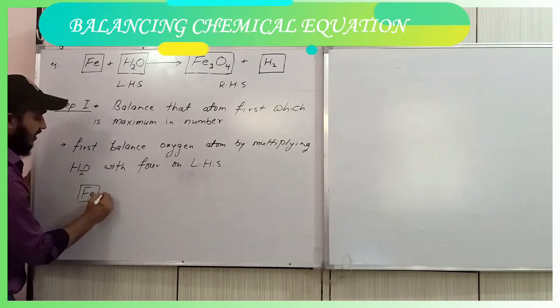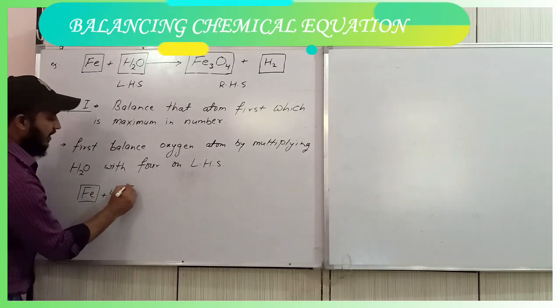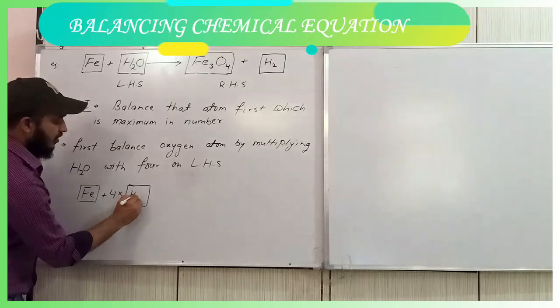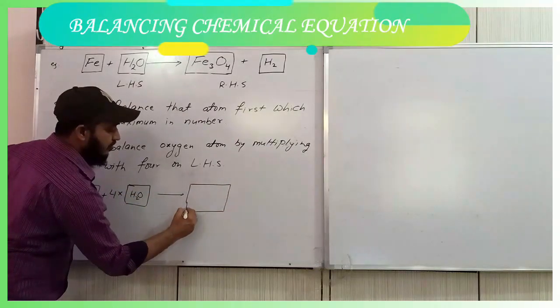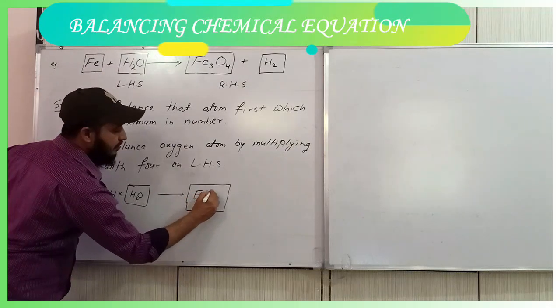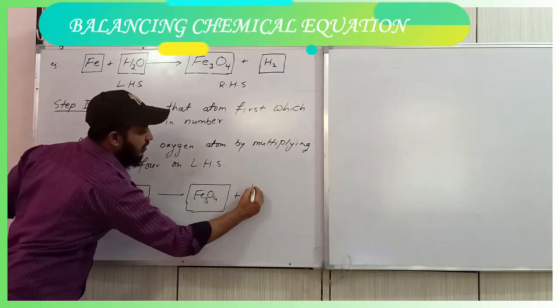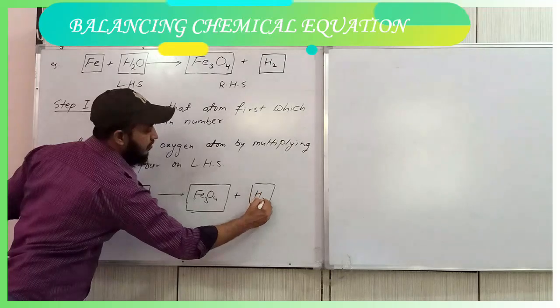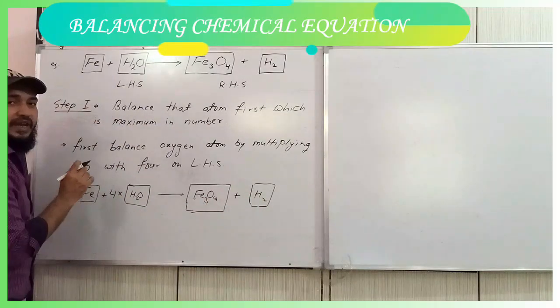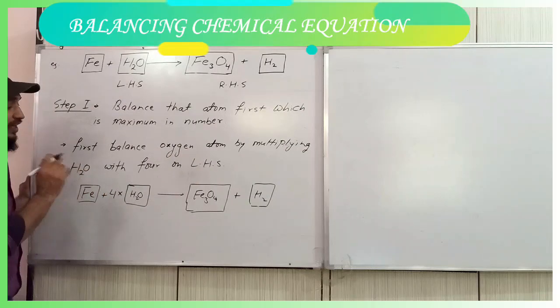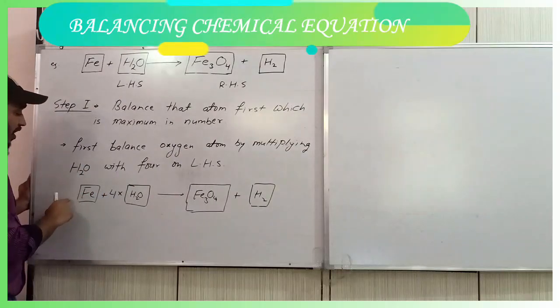This is our box, cannot change. 4 multiply H2O, Fe3O4 plus H2. Now you can see our first step is completed. We have balanced oxygen atom already. Now proceed to second step. Now we balance iron atom.